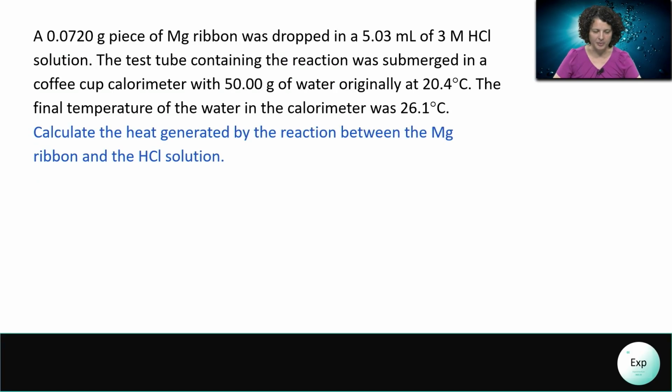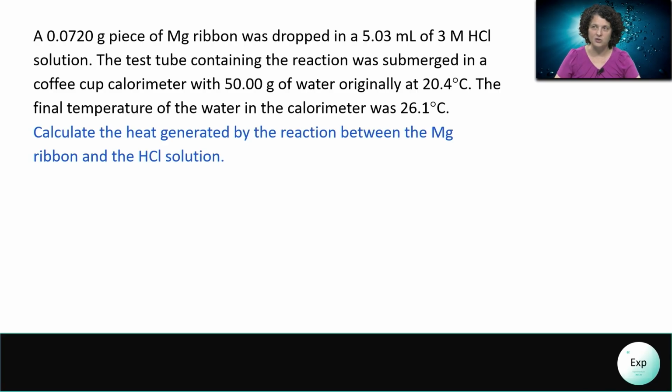So here is our experiment. We have a 0.0720 gram piece of magnesium ribbon, and we drop this inside 5.03 milliliters of a 3 molar hydrochloric acid solution. The test tube for the duration of the experiment is fully submerged in the coffee cup calorimeter, and the liquid level is consistently below the waterline. The coffee cup calorimeter originally contains 50 grams of water at 20.4 degrees Celsius, and after the reaction is complete, the temperature of the water will be 26.1 degrees Celsius.